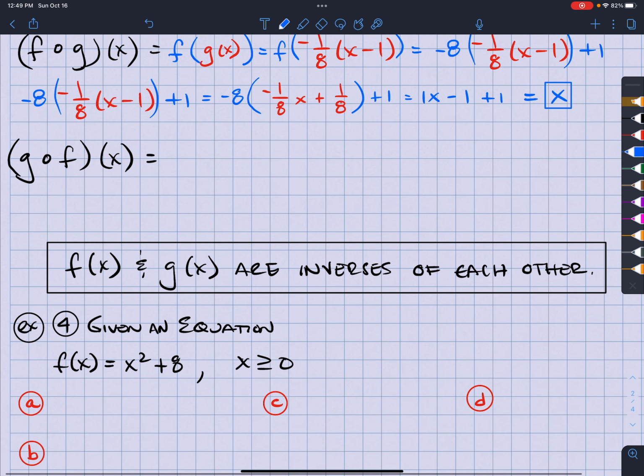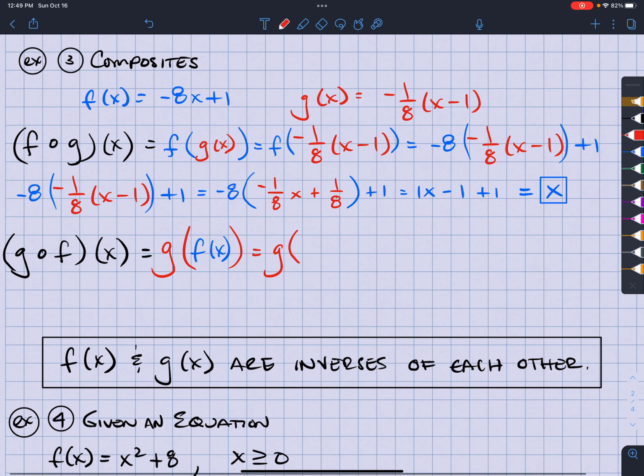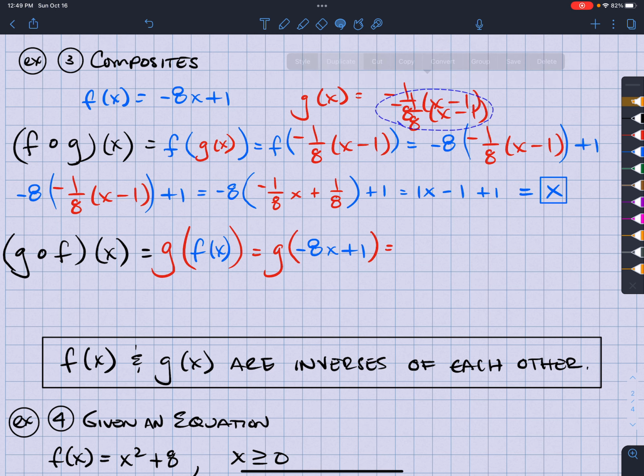Now I got to do the same thing here, except backwards. So I got to now do g of f of x. Well, that means I got to do g of whatever f is, which is right here. Boom. So that means I got to take this g function, and wherever x is, I'm going to replace it with this.